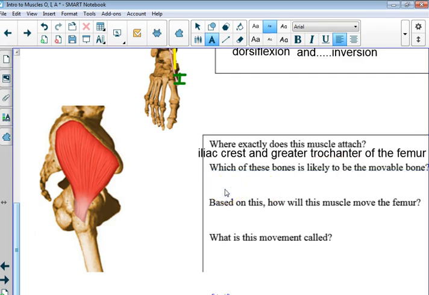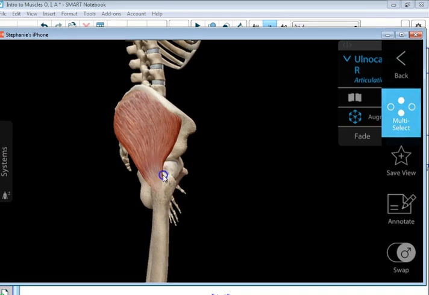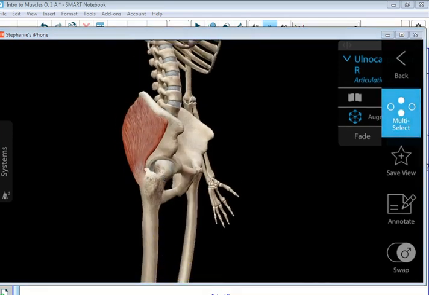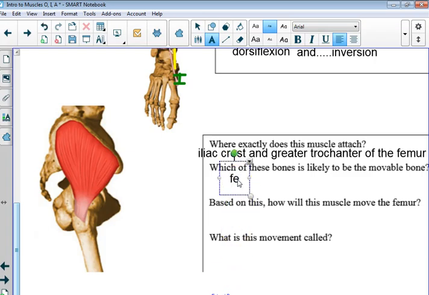Which of these bones is likely to be the movable bone? Well, our ilium does not move. Essentially, it's locked in place. It's our pelvis. It's our pelvic girdle. And so the moving side is going to be the femur. And so the next question really is, how will this move the femur?